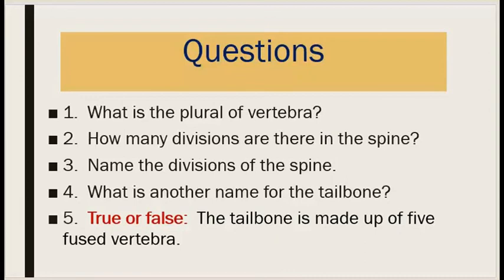Number 4. What is another name for the tailbone? Number 5. True or false? The tailbone is made up of 5 fused vertebrae.